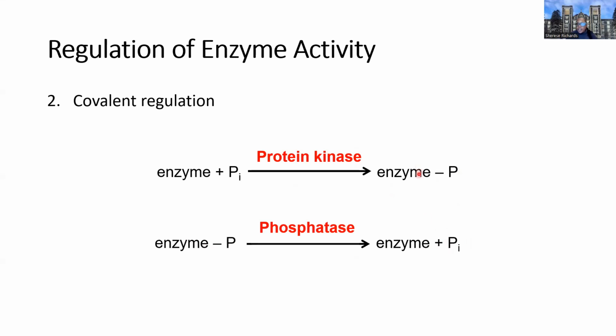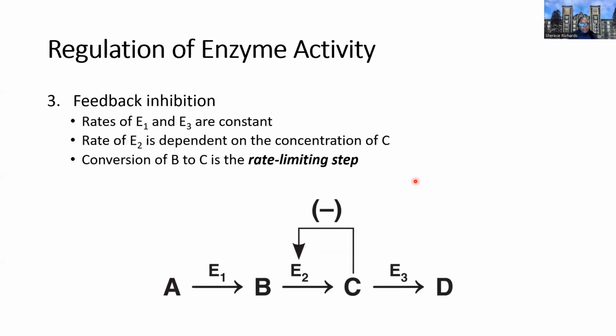So in these two examples here, the function of the enzyme is going to be different depending on whether it has that phosphate bound or not. All right, the third mechanism is feedback inhibition. Feedback inhibition is a way to modulate enzymes that are upstream, so behind or backward in terms of direction. That's why it's feedback.